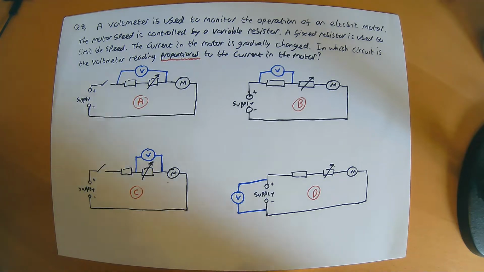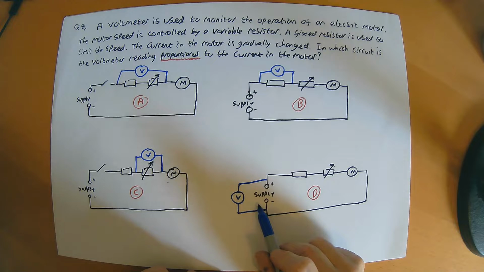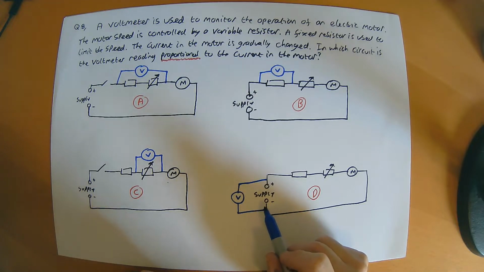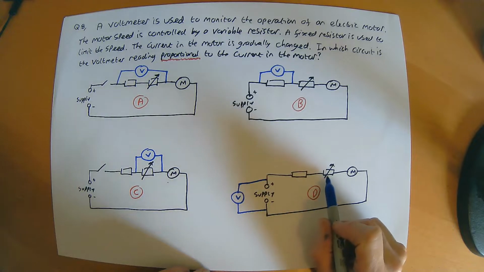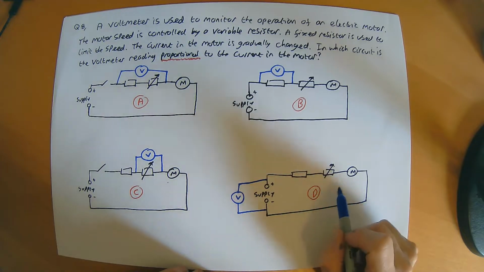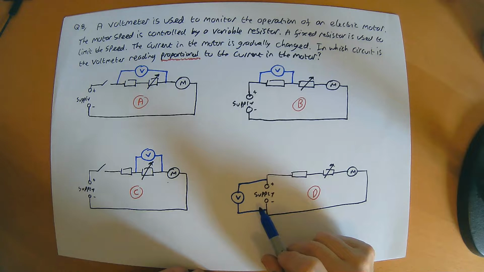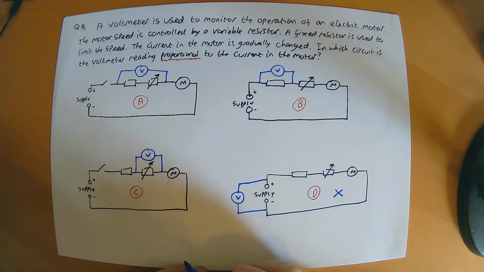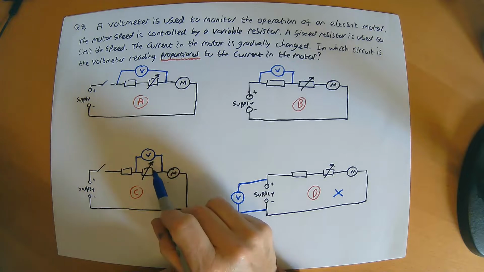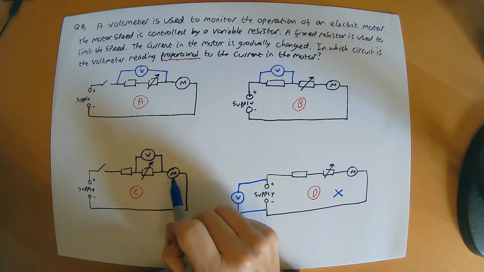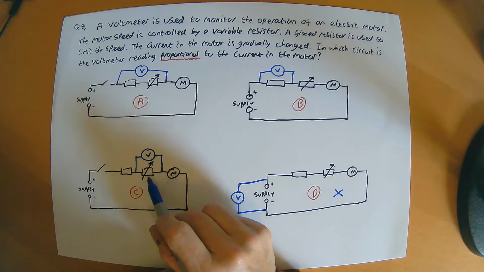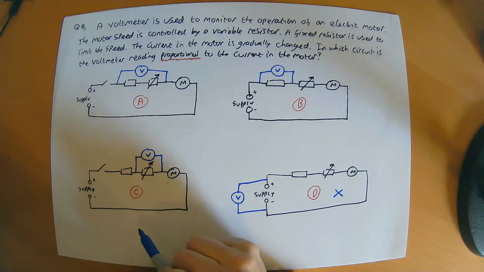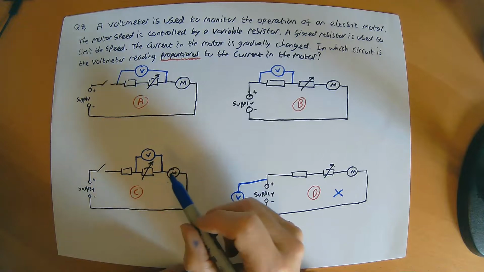If we put the voltmeter across the supply, assuming that this is not a cell and therefore no internal resistance, the potential difference won't change whatever you do to the variable resistor. The current through the motor will change, but this potential difference won't change. So it's not D. If you put the voltmeter across the variable resistor, then when you change the current through the motor, when you change the current through the resistor, its resistance also changes. And so that proportionality doesn't work either.